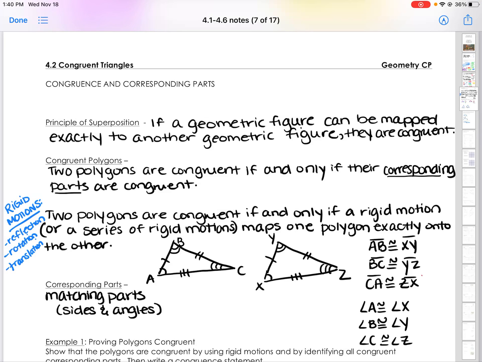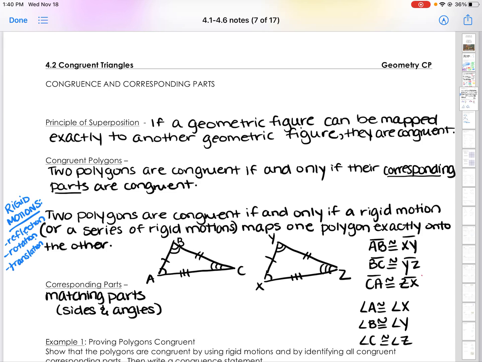For two congruent triangles. The first thing I want to talk about is the principle of superposition. This says that if a geometric figure can be mapped exactly to another geometric figure, then they are congruent. And mapped means that we can figure out a way, whether we've turned it by rotating it, reflecting it, or translating it, to make sure the shape stayed the same; we've just put it in a different place on the paper.